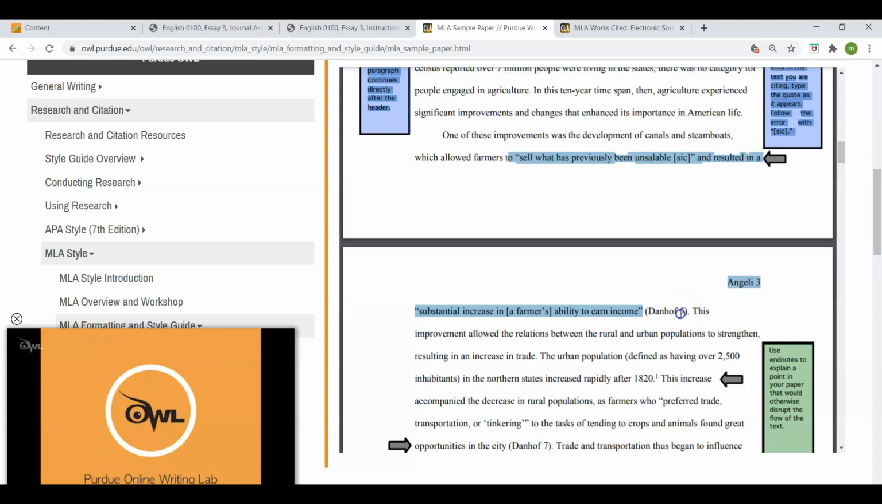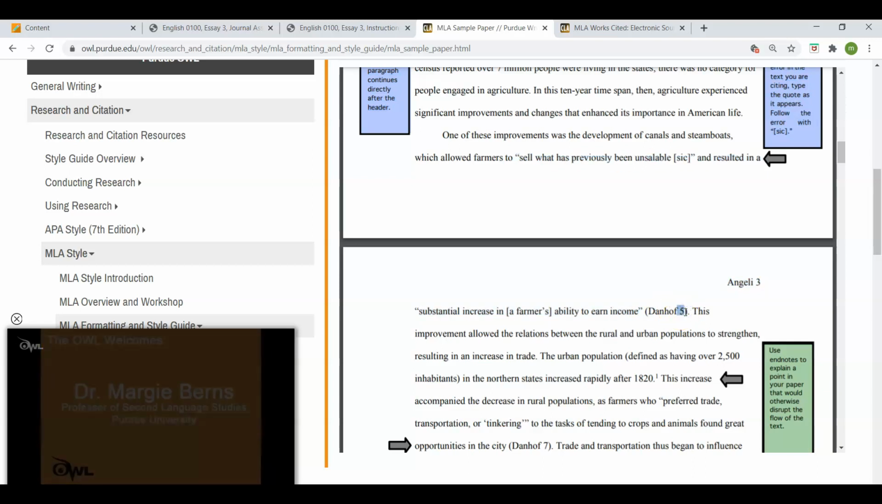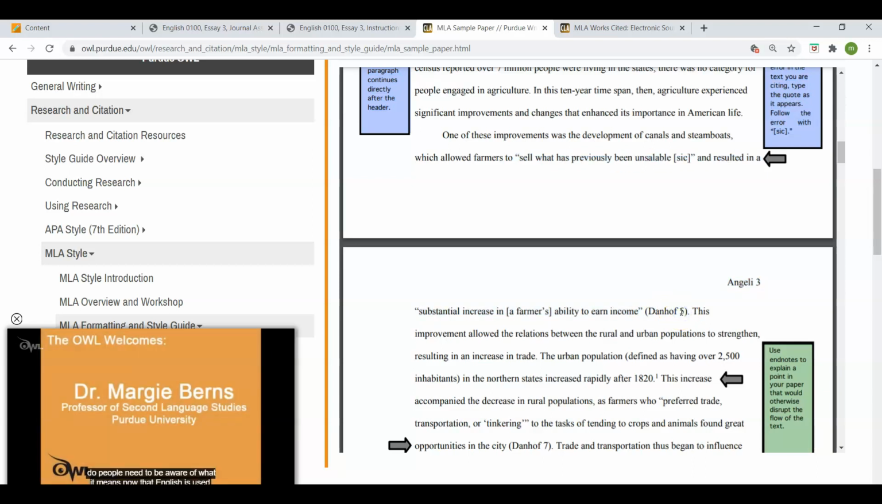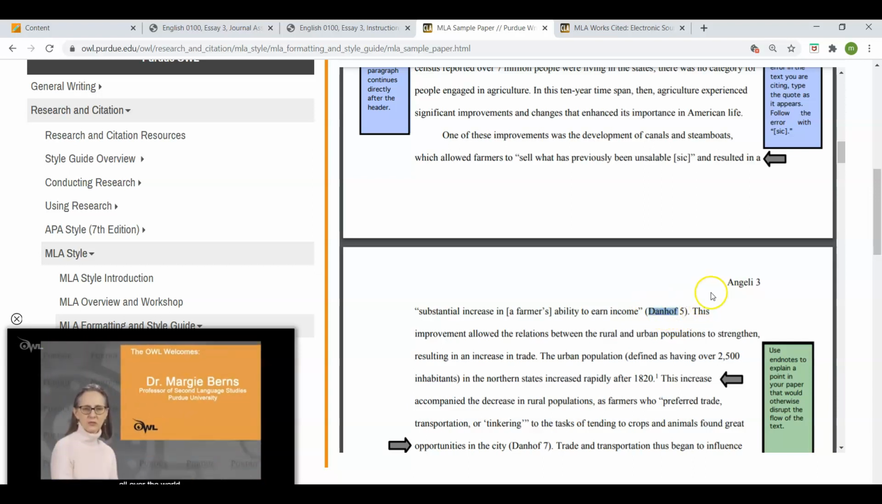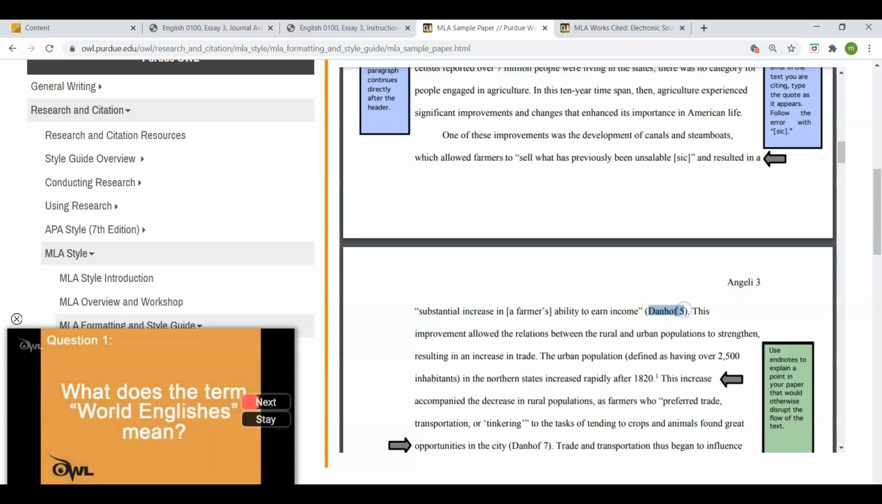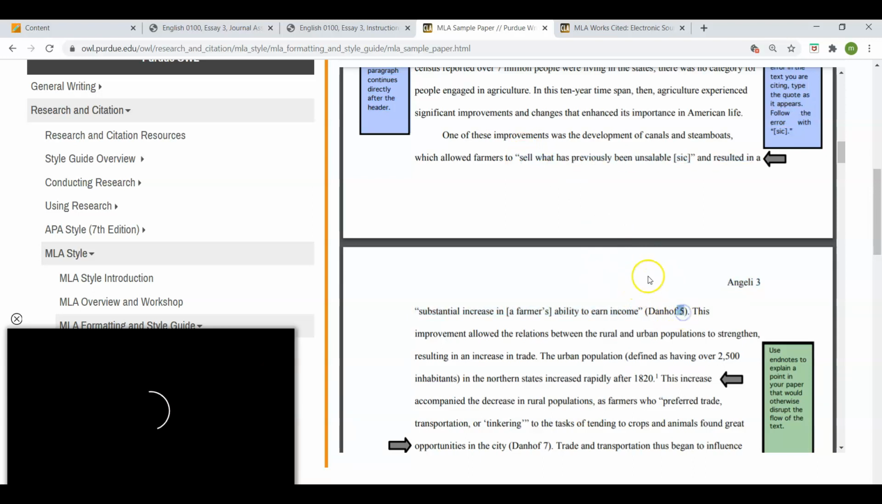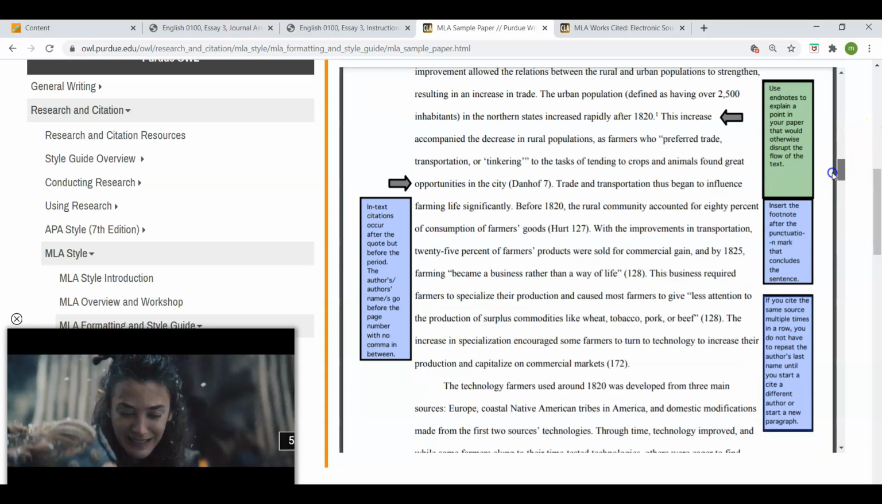Why does it say 5? Because the student got it on page 5. And notice the student didn't put page 5. The student just wrote Danhoff 5. That doesn't give a lot of information, but at least we know that this came from a person whose last name was Danhoff, and that it came from page 5. The rest of the information is on the works cited page.